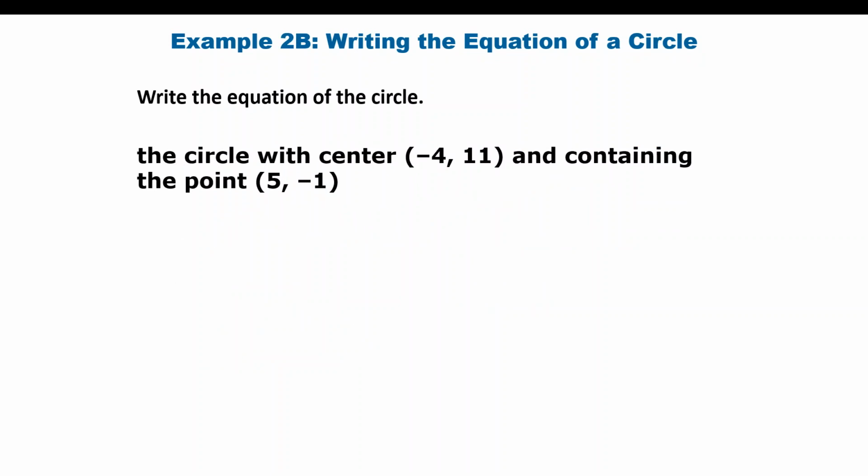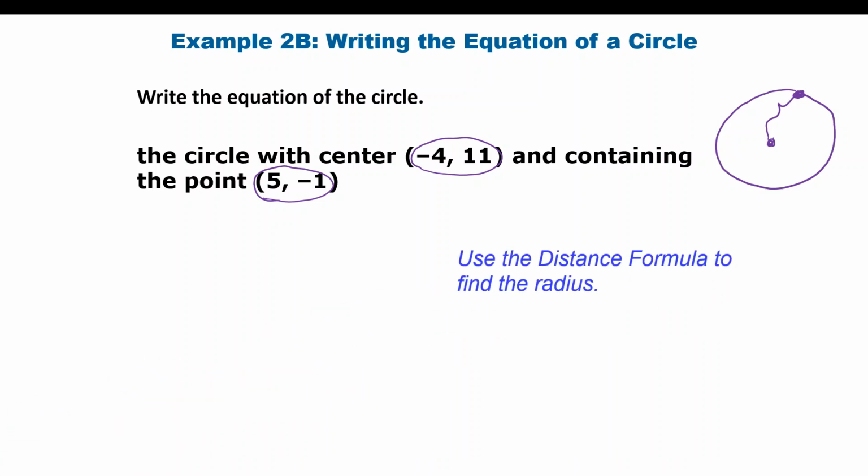All right, here's another one to try. This time the center of the circle is at -4, 11, but this time they didn't give us the radius, they just told us another point. So what we're given now is a center and a point. So we're going to have to find the radius by using, what do we have to use? We're going to use the distance formula to find that radius. So we need to find our radius before we can write our circle. So let's use our distance formula. And this time we have an x and a y and an x and a y. So let's put our x's and our y's together.